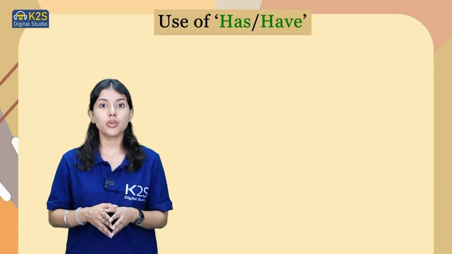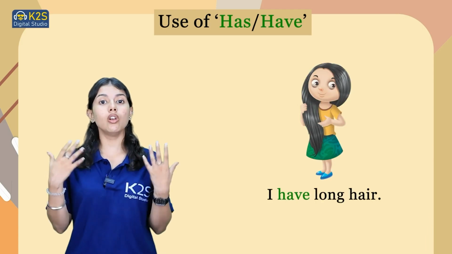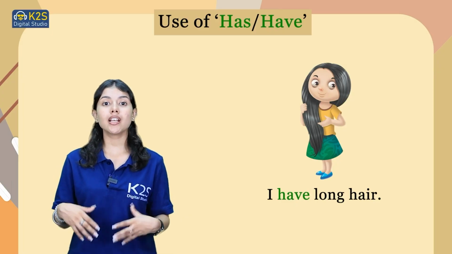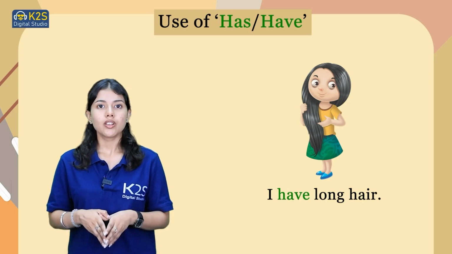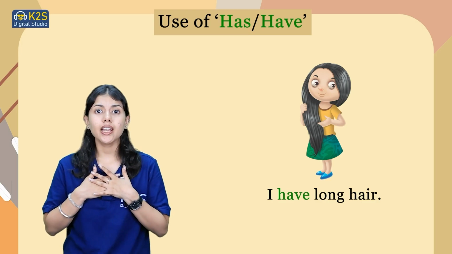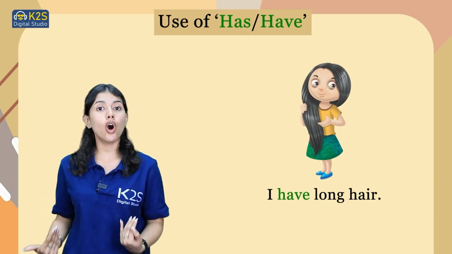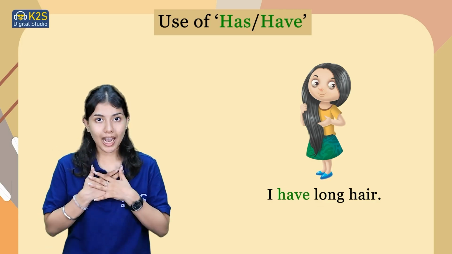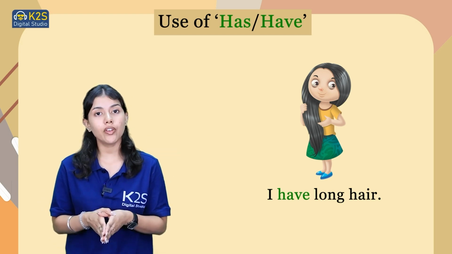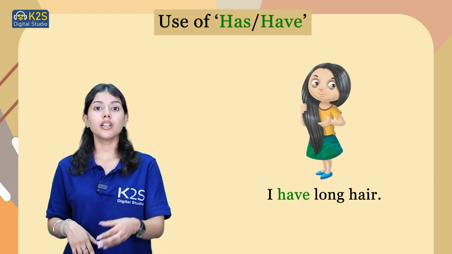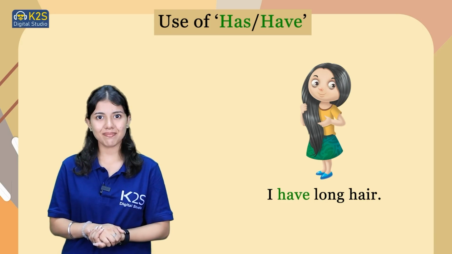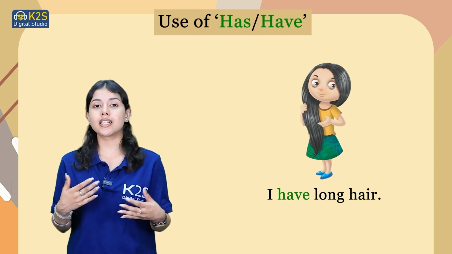So in the first picture you can see that there is a girl who is having long hair, right? So she is telling us that she has long hair. According to the girl, she is saying I have long hair. We are using the word have here because she is using I in her sentence.